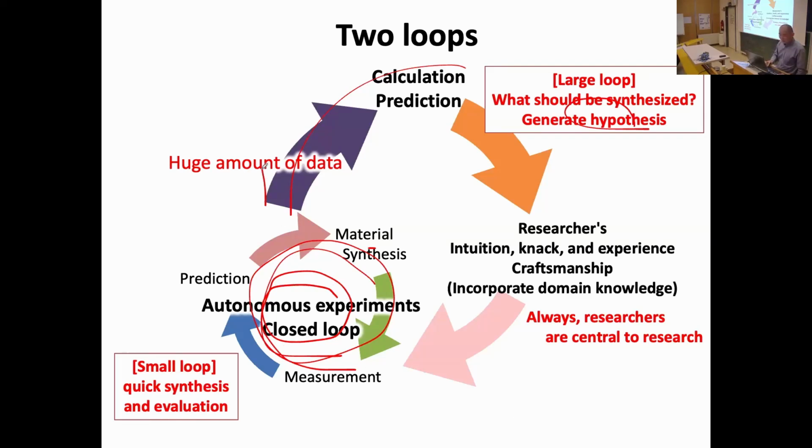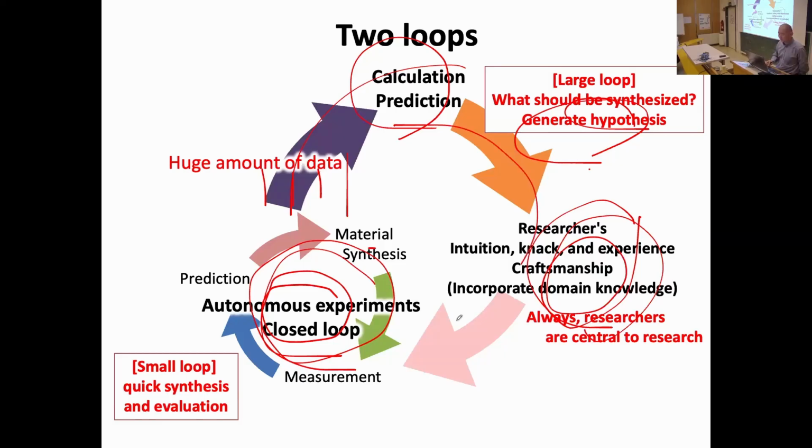Now we have a whole bunch of data coming out from this closed loop, and then calculation and prediction, and then generating hypotheses. Using an AI agent or LLM, they also start using that to generate hypotheses. And not only that, of course, the researchers' ideas and craftsmanship are important. Of course, this is a very important part, and you also incorporate it in this cycle and then do experiments. So both loops are very important.